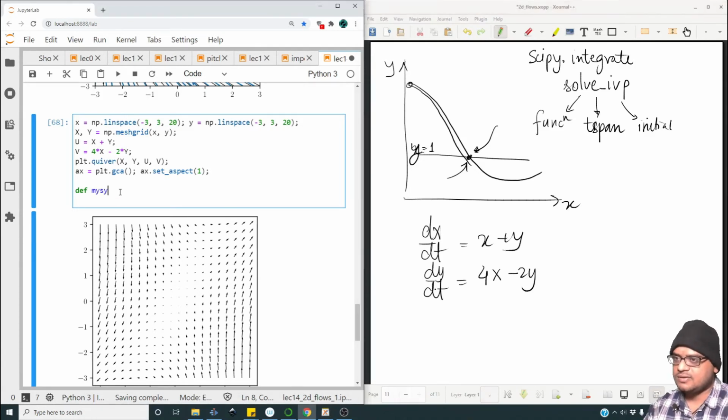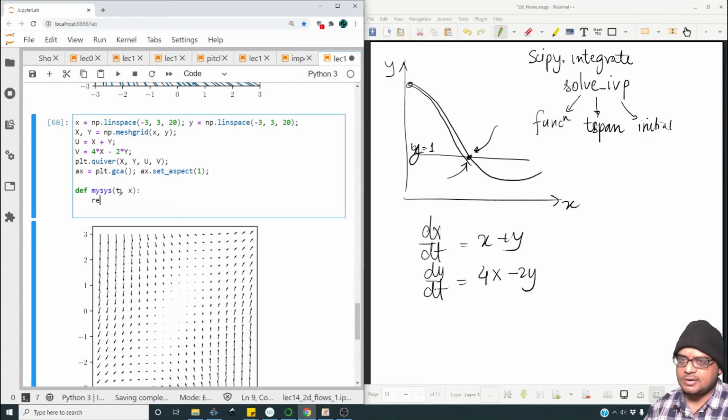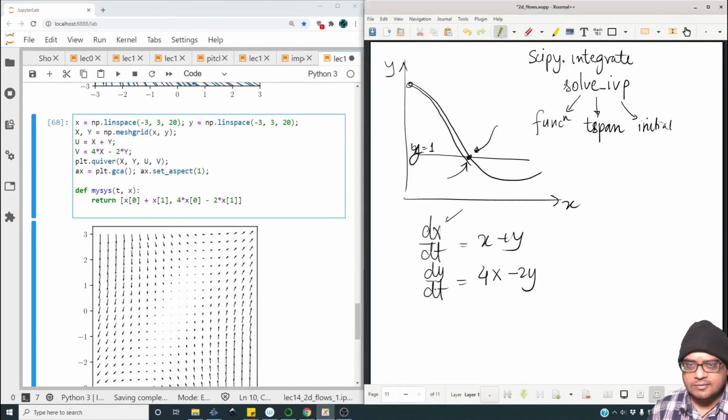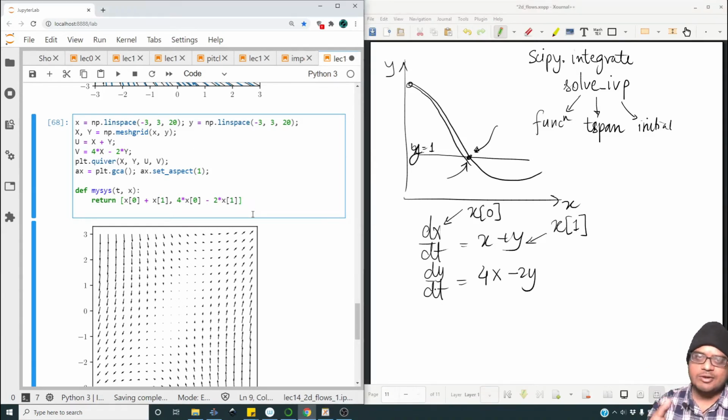So define my_sys, and the inputs will be time and x, and it will return these two outputs. So it will return x0 plus x1, and it will return 4 times x0 minus 2 times x1. So essentially, the x variable appearing in this equation is equivalent to x0 in that particular function, and y appearing in this equation is equivalent to x1 in this function. So this is what it has to return. It has to return an array of the right hand side, nothing else.